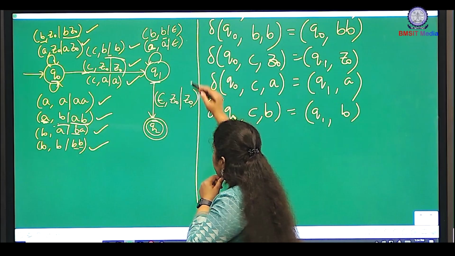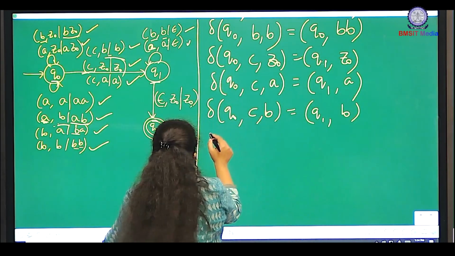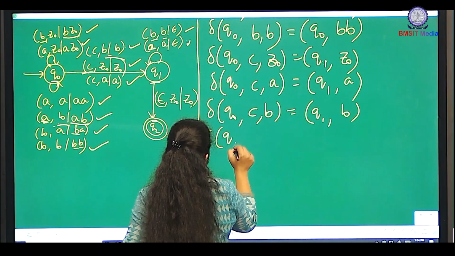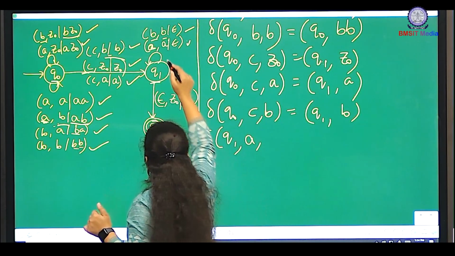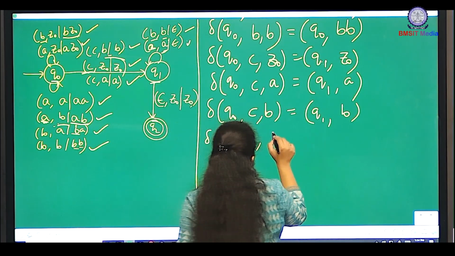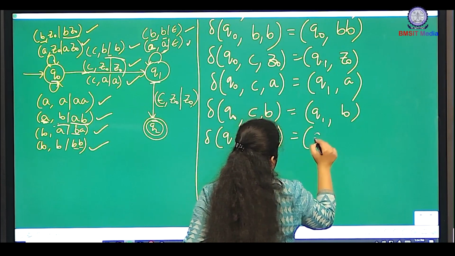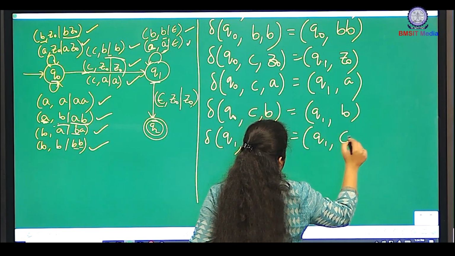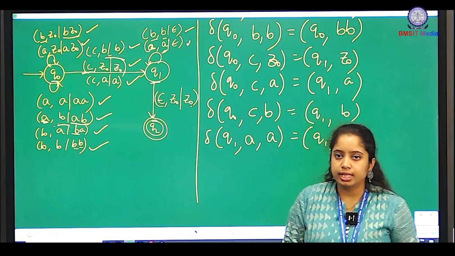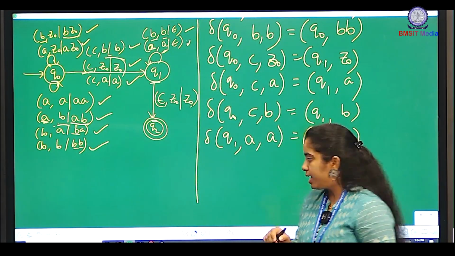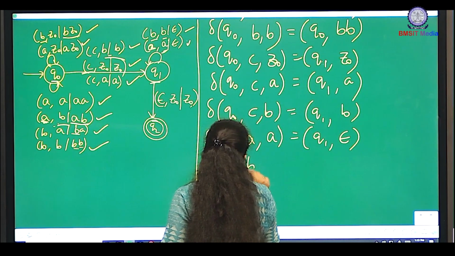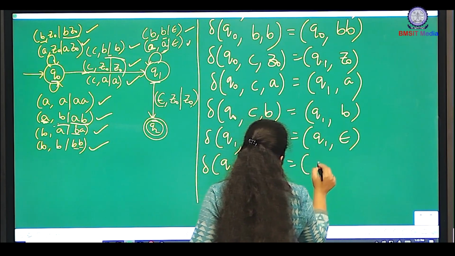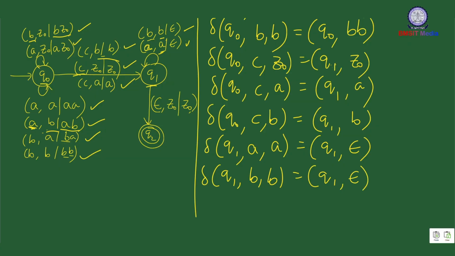Next, these transitions you have to mention. You are in state Q1, you are reading A and top stack element should be A itself. So, A, Q1, epsilon. So, popping the element is represented using epsilon. Next, Q1, B, Q1, epsilon. So, these two are done.